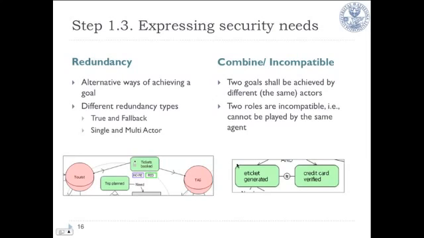Next time when we go through the tool, you'll see in practice how we can distinguish the different categories.